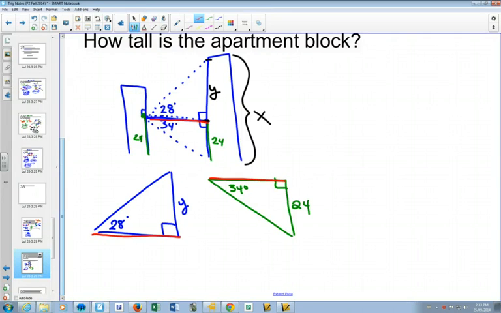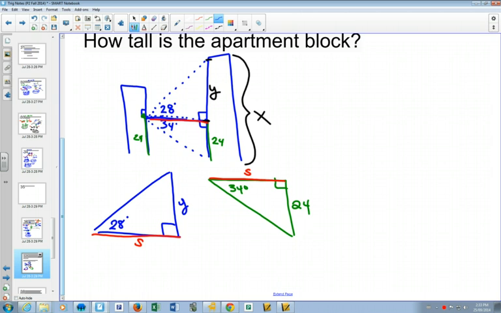So let's choose another letter. What letter do you guys want to pick? S. So now we can go to our green triangle and solve for x. Oh, I almost said x. Whew. So close.